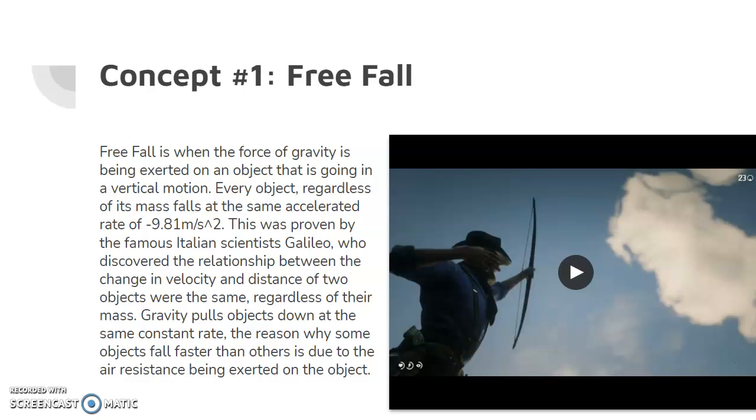This was proven by the famous Italian scientist Galileo, who discovered that the relationship between the change in velocity and the distance of the two objects were the same, regardless of their mass. Gravity pulls down objects at the same constant rate. The reason why some objects fall faster than others in real life is due to the air resistance being exerted on the object. So this is a video of free fall seen in Red Dead Redemption 2.